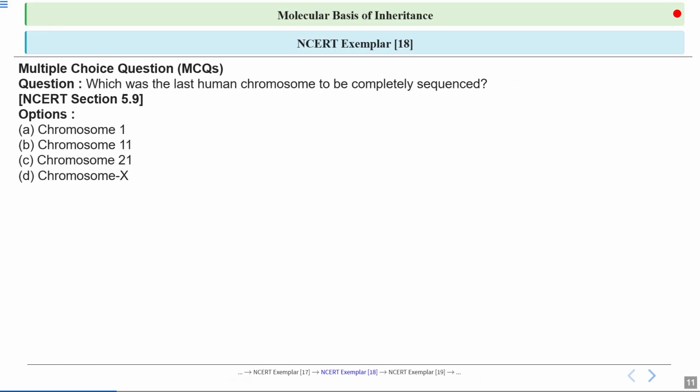Okay. Now let's talk about this question. Which was the last human chromosome to be completely sequenced? You must have studied about the Human Genome Project. In the Human Genome Project, the human genome was sequenced. So they are asking which was the last chromosome to be completely sequenced. Options are chromosome 1, chromosome 21, chromosome 11 is option B, and option D is chromosome X. What will be the correct answer?